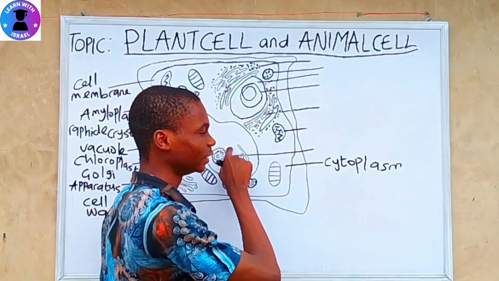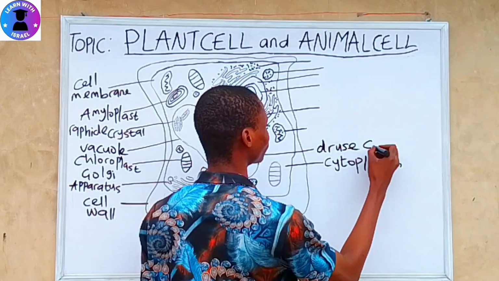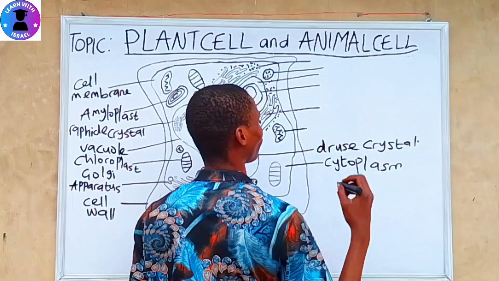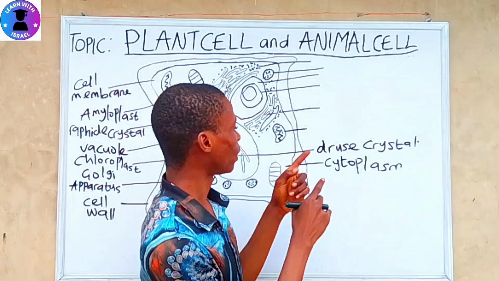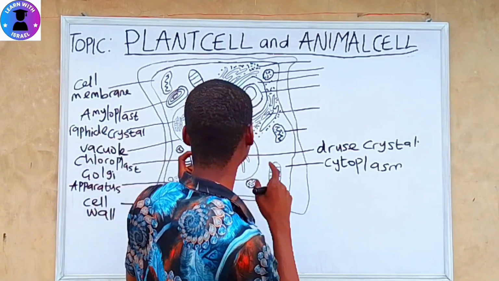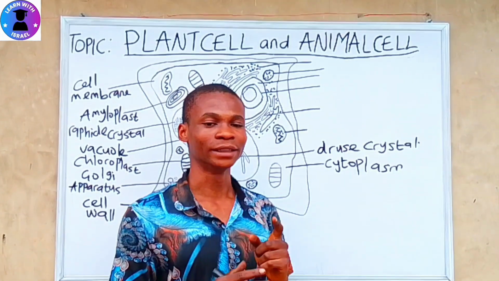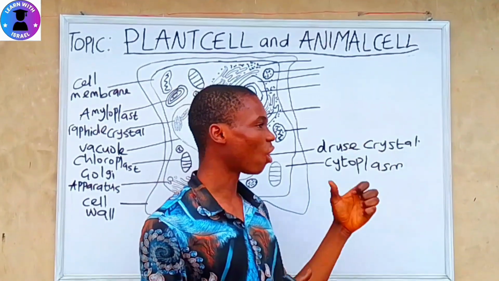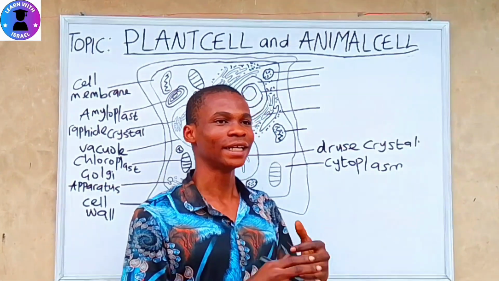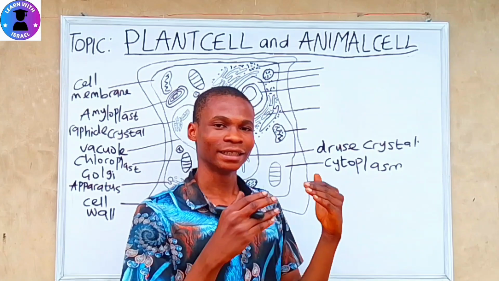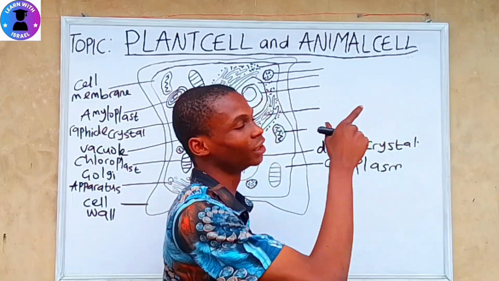And this organelle is the Druse crystal. The function of the Druse crystal is that it stores waste. I explained the other time that the Raphael crystal stores waste. No, it is the Druse crystal that stores waste. I'm sorry for the mistake I made earlier. The Druse crystal stores waste, while the Raphael crystal defends the plant cell against mechanisms like herbivores. That's the function of the Raphael crystal.